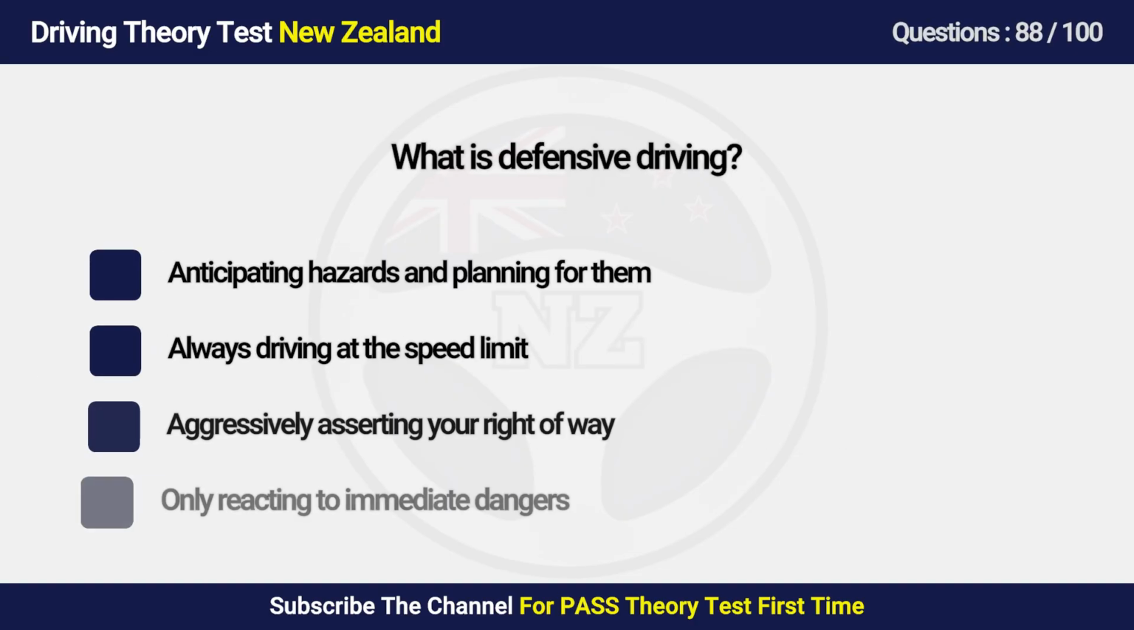Question 88. What is defensive driving? A. Anticipating hazards and planning for them. B. Always driving at the speed limit. C. Aggressively asserting your right of way. D. Only reacting to immediate dangers.